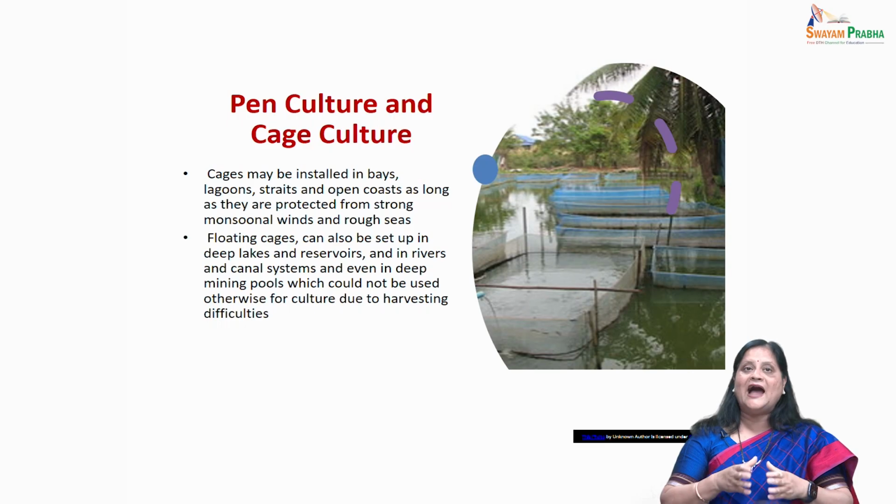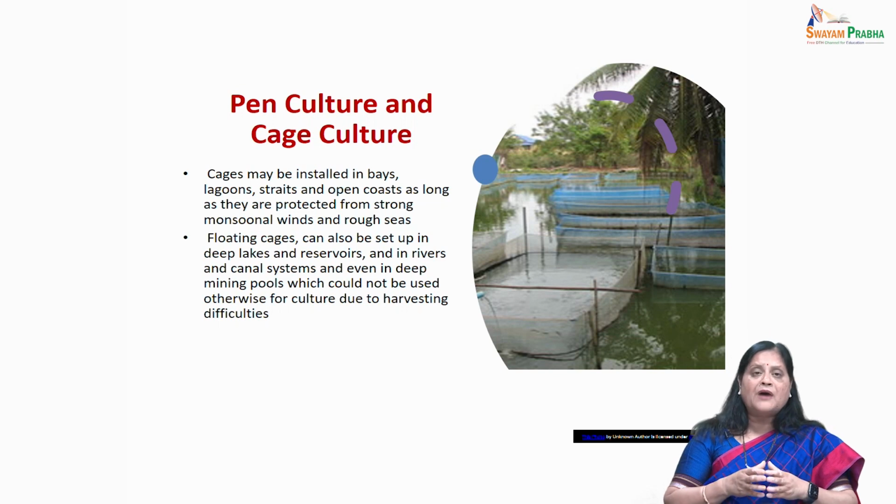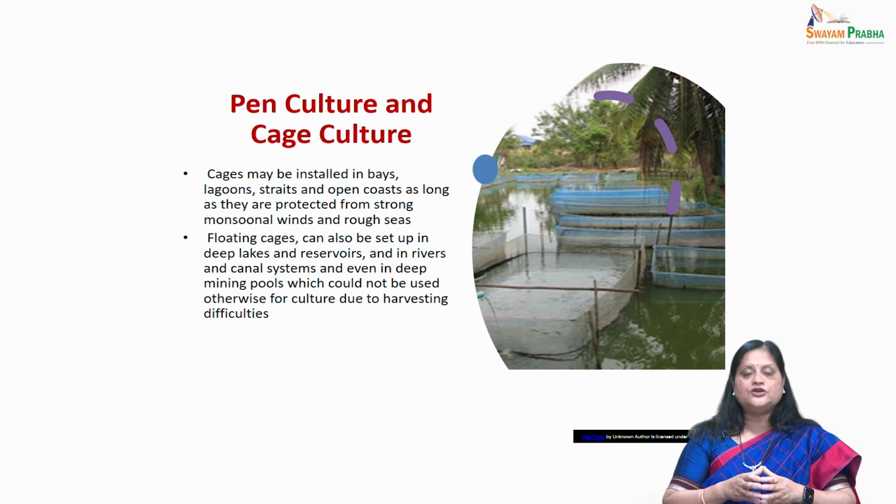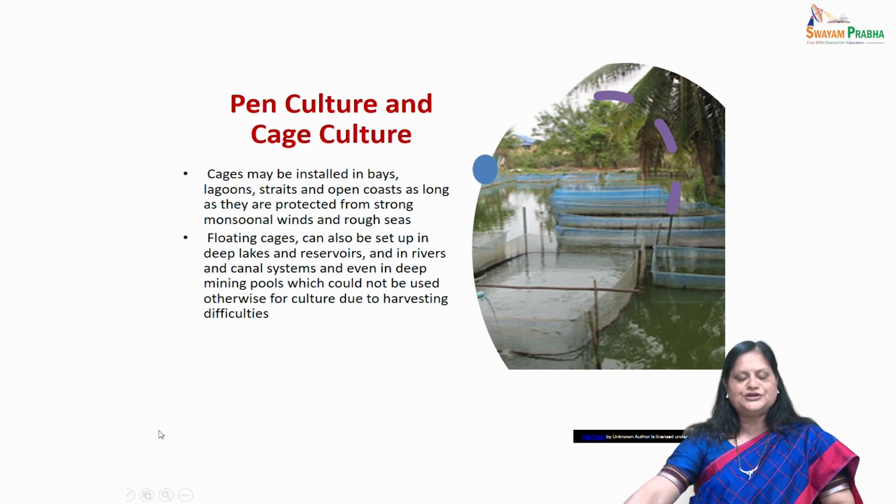Pen culture and cage culture. Cages may be installed in bays, lagoons, straits, and open coast as long as they are protected from strong monsoonal winds and rough sea. Floating cages can also be set up in deep lakes and reservoirs and in rivers and canal systems and even in deep mining pools which could not be used otherwise for culture due to harvesting difficulties.